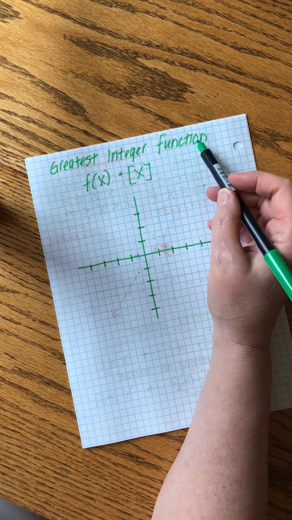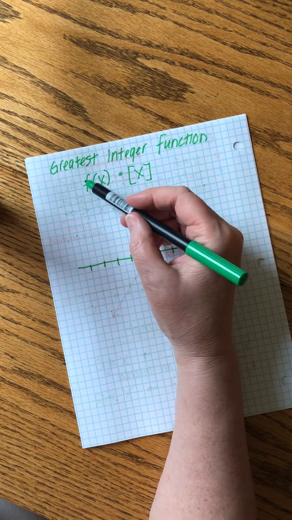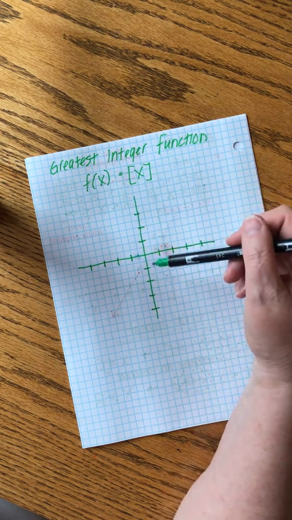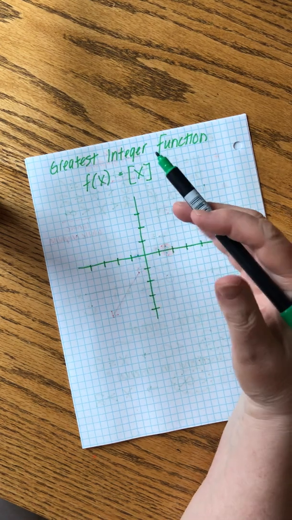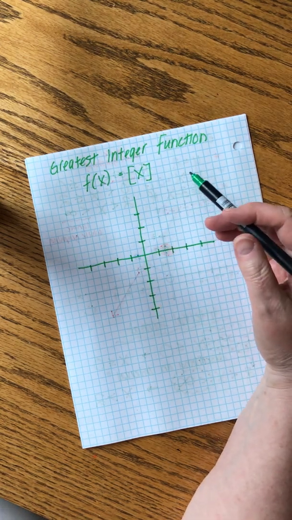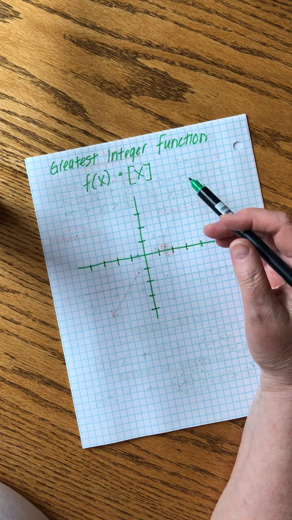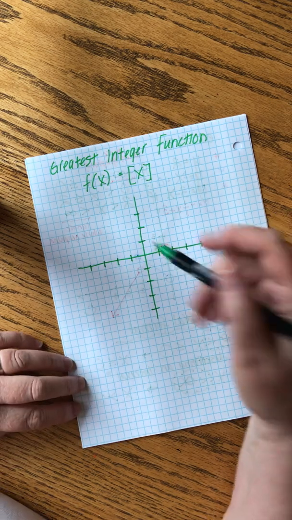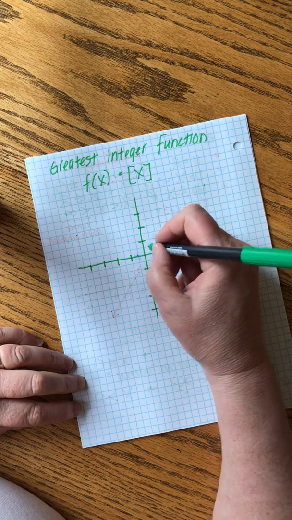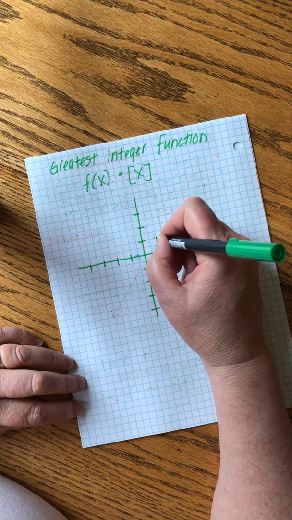Remember that a function is a word that can be used to describe an equation or a graph, because equations can be graphed. Function is a word that works for both of them. What we're looking for here, let me draw the first part of it for you.